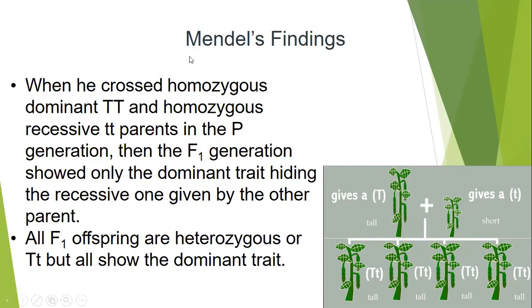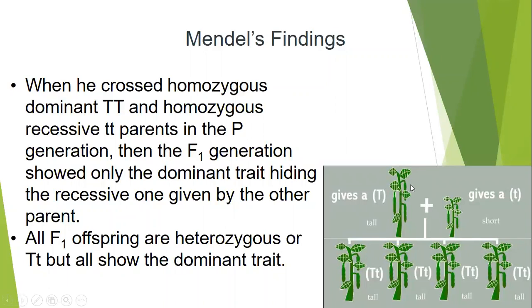What does that mean? It means he has one parent that is homozygous dominant, one allele capital T, one allele capital T, and one parent who is homozygous recessive, one lowercase t, one lowercase t. Now, obviously, that means that each of these parents can only give a single type of trait. So parent A can only give a capital T, and parent B can only give a lowercase t. You can see that over here on the top line.